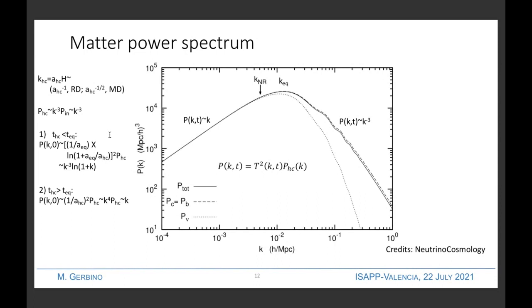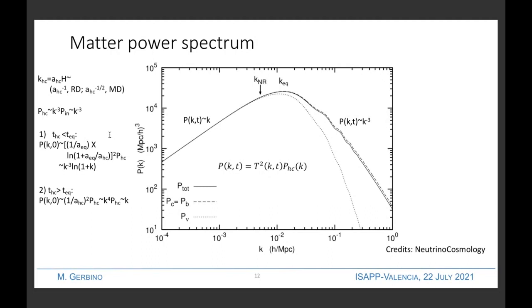And finally, the last thing that we need to understand is that sometimes it is useful to express the matter power spectrum not at horizon crossing. The different scales at horizon crossing, of course, will enter the horizon at different times. So if we describe the power spectrum at horizon crossing, we are effectively describing the behavior of the different scales at different times.